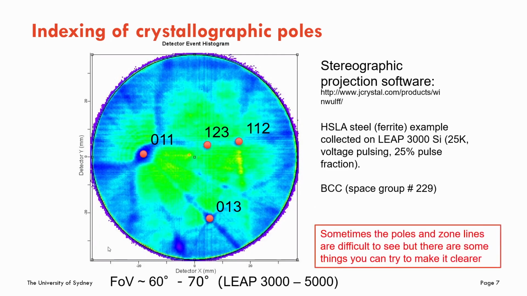And I'll also note that, as we all know, sometimes the poles and zone lines are quite difficult to see. And I was going through some of the reasons on the previous slide. It's to do with the material properties as well as the conditions that you've run it in. But there are some techniques which I've been working on, and others as well, to help extract clearer pole and zone line contrast. And we'll go through a little bit of that soon.